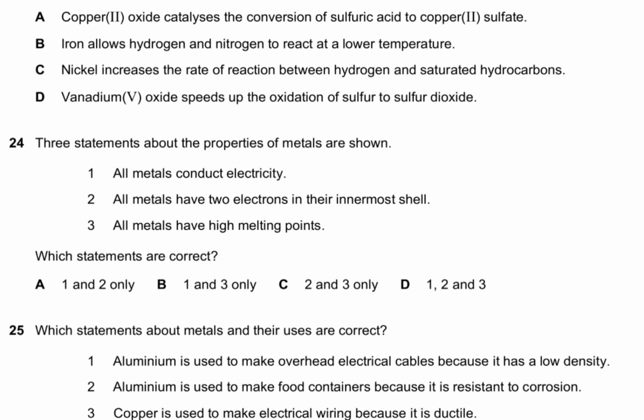For 24, three statements are given for metals. They conduct electricity, they have 2 electrons in their innermost shell, and they have high melting points.